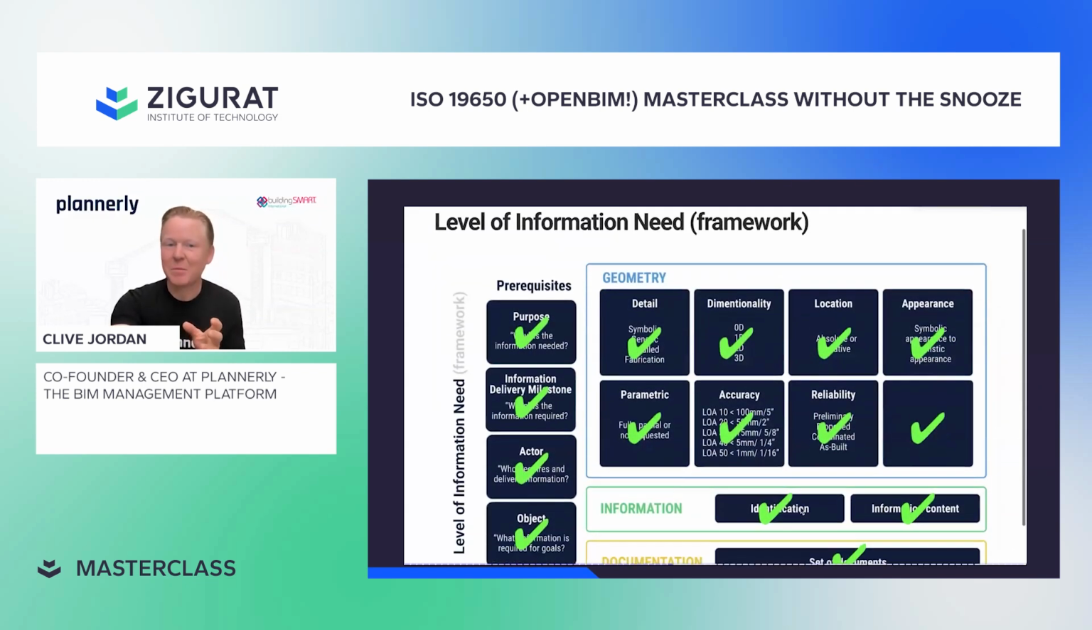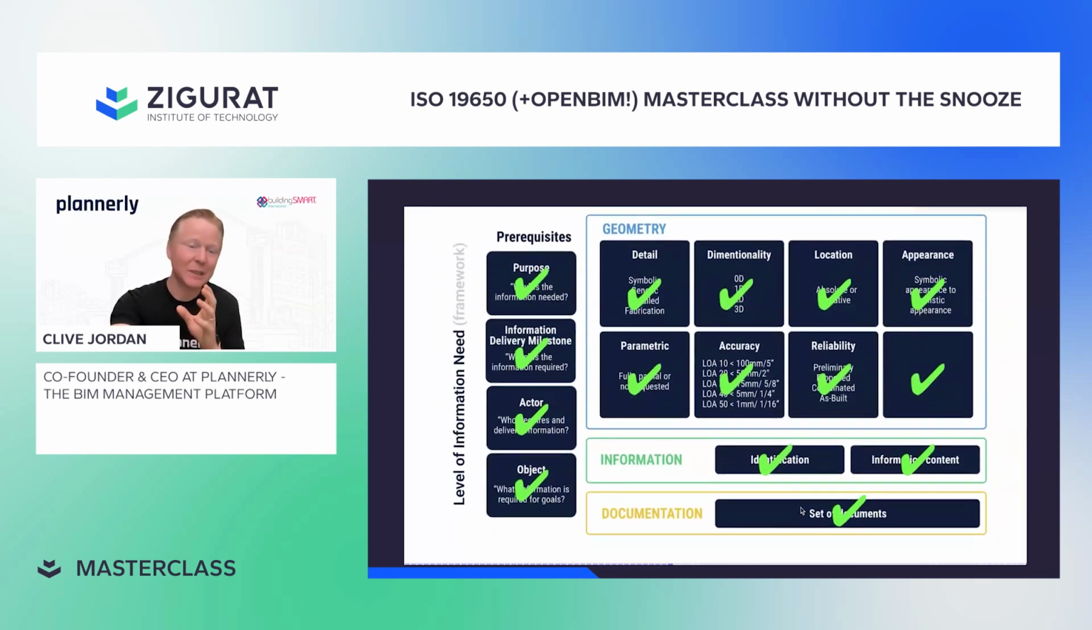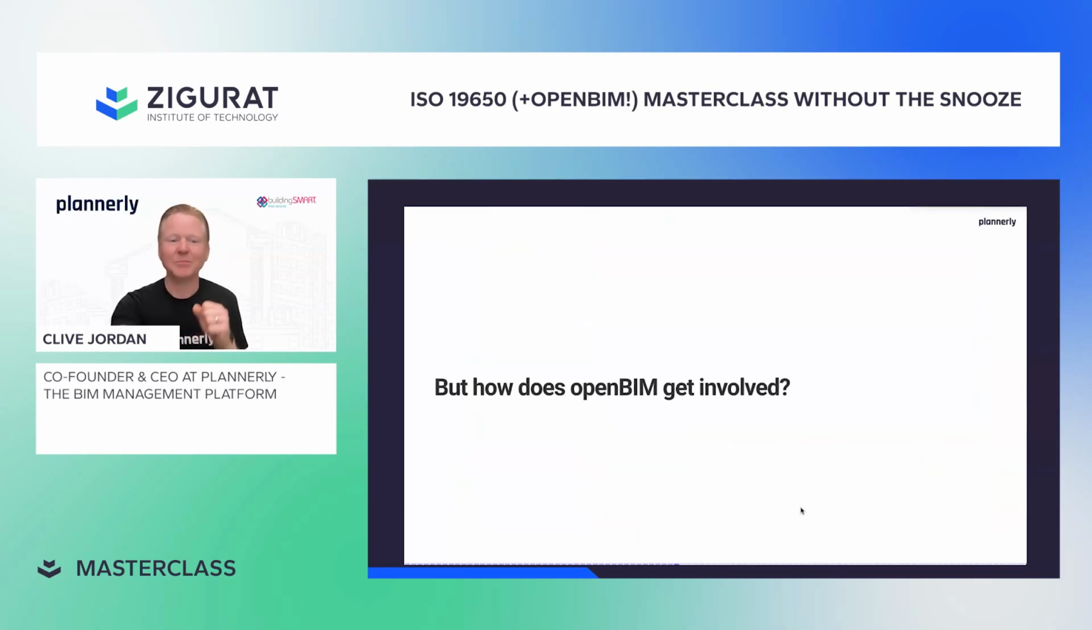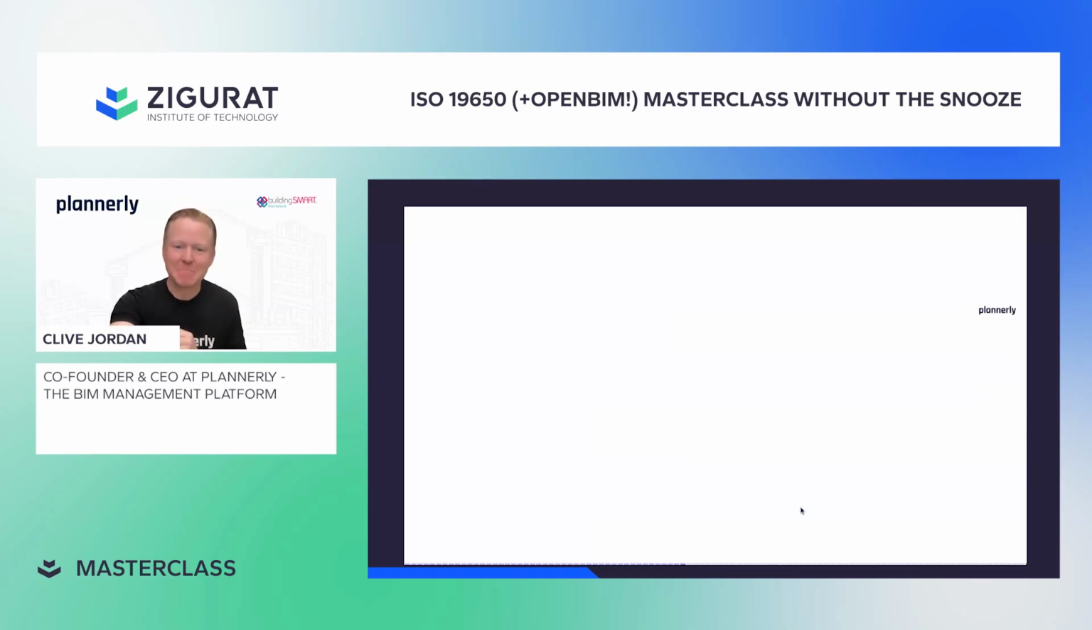So we can dig into all of this. The principle of level of information need is covering all of these bases. It's a framework to be able to understand how to do all of these things. But how, I hear you scream, how does openBIM get involved? We've been talking about ISO 19650 and a framework and these general terms. openBIM, let's take a look at that.